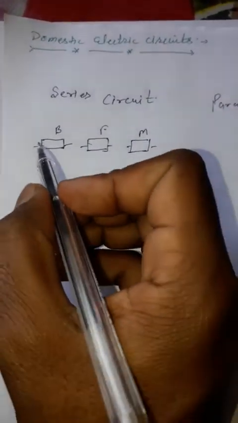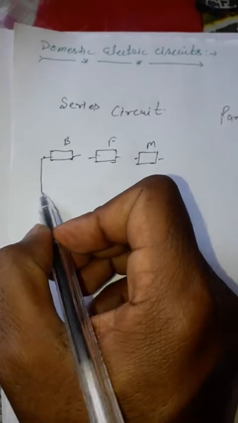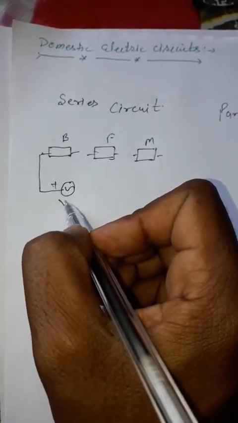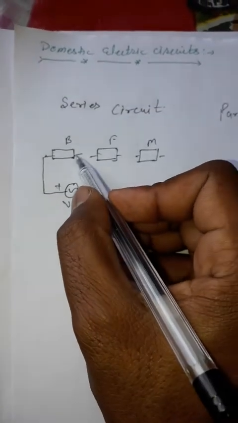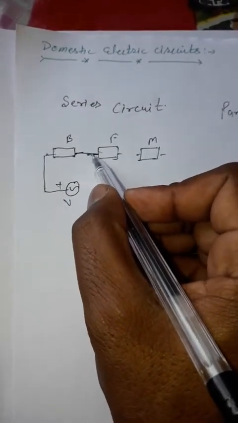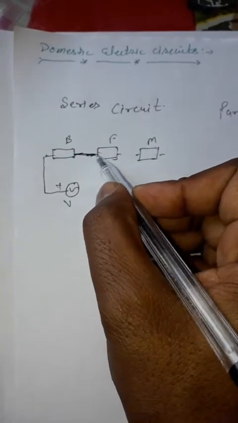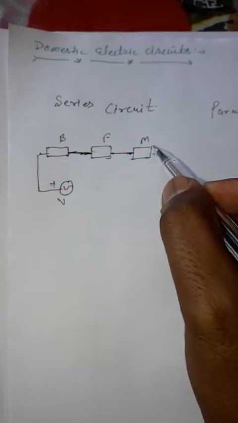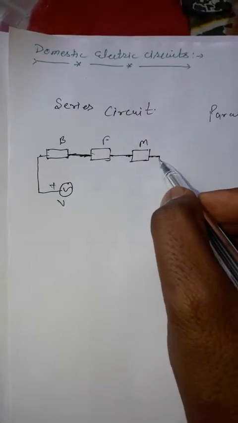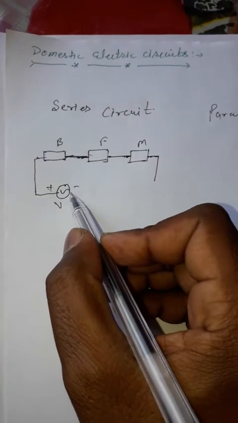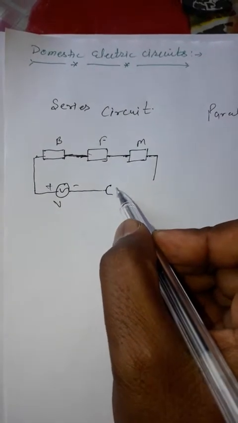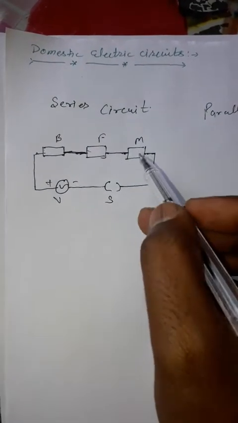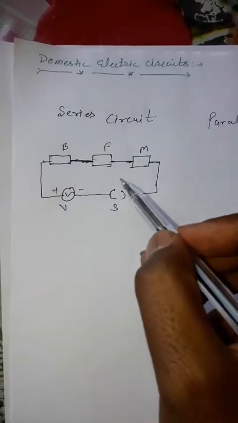Then if the first end of the bulb is connected with the positive of the battery, or we can say a voltage source V, and the other end of the bulb is connected with the first end of the fan, and the second end of the fan is connected with the first end of the motor, and the second end of the motor is connected with the negative of the voltage source with the help of a switch S, like this, then this kind of circuit is known as a series circuit.